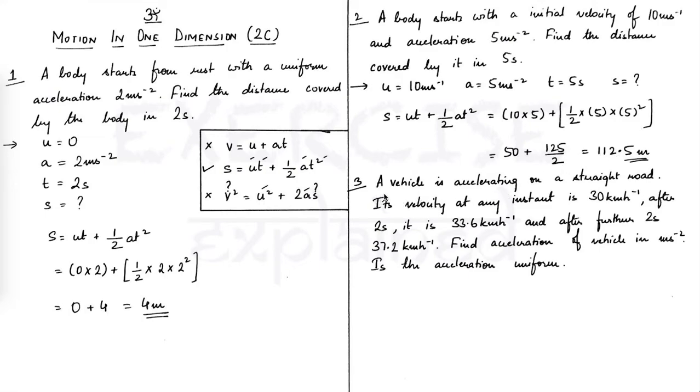Coming to question number 3, a vehicle is accelerating on a straight road. Its velocity at any instant is 30 km per hour.